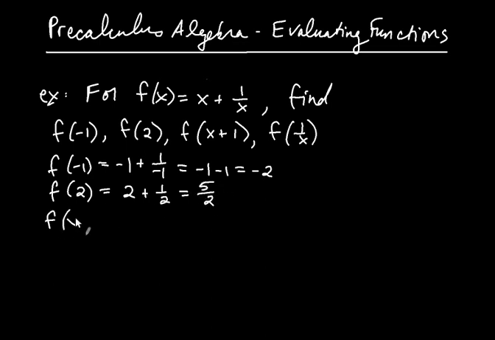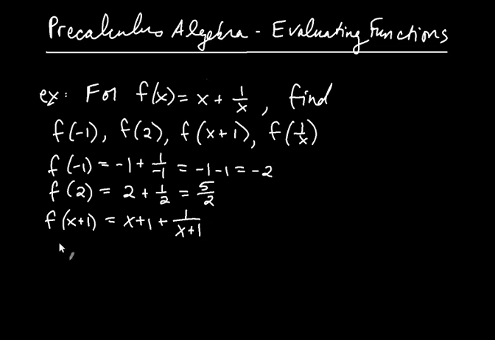F of x plus 1. Right, so now what's in parentheses is x plus 1, so we're going to have an x plus 1 here and an x plus 1 there. So it's going to be x plus 1 plus 1 over x plus 1. And we don't have to combine these, we can just leave this as it is.